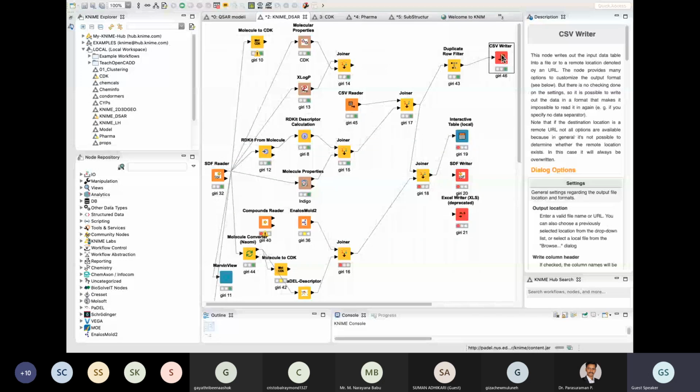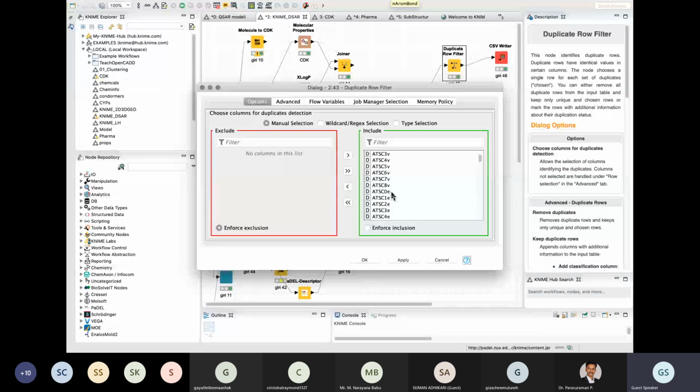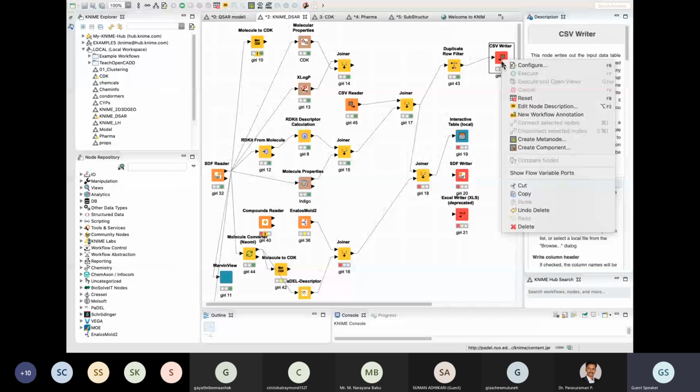A duplicate row filter is also there. If I double click on that, it will look at all the rows, check them, and try to remove the duplicate rows, keeping the first one if there is a duplicate. And then I can write it as a CSV file. If you want to view them, let me see. Oh no, I think I cannot view it. It is already written, that's why I cannot view it.